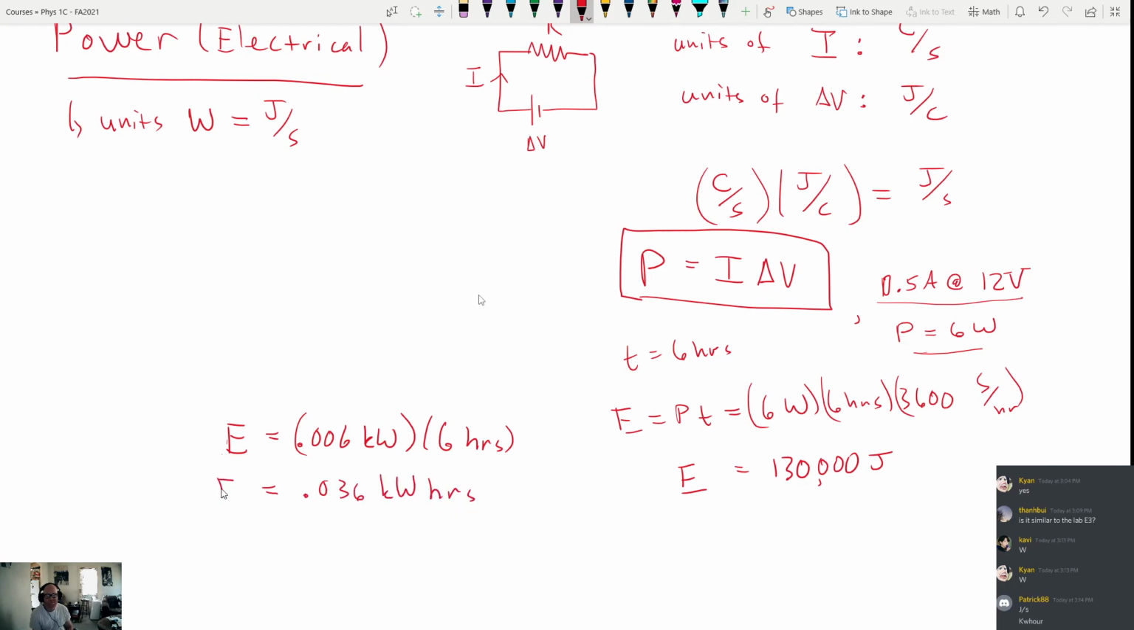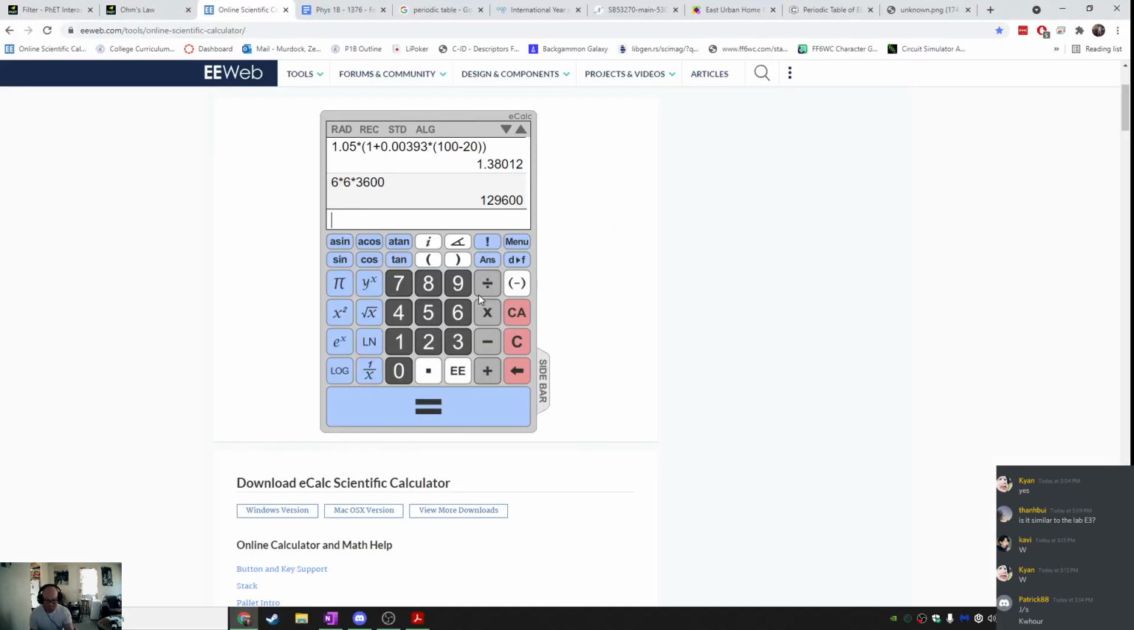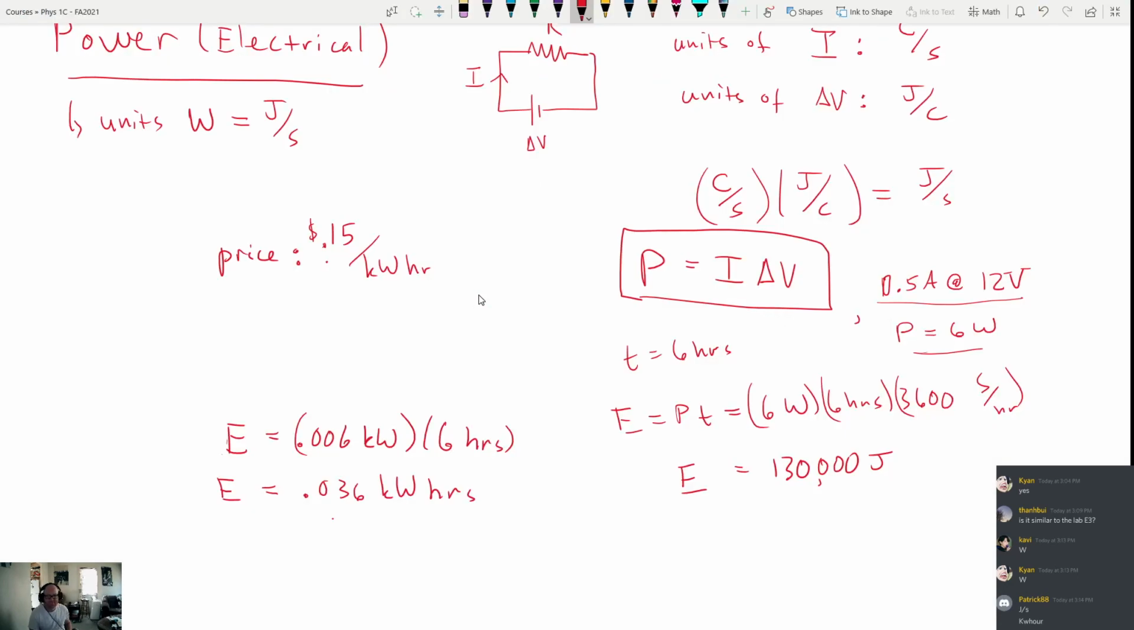And now you can figure out how much that actually costs. Well, the price of energy usually depends on where you live. It's usually something like, let's say, 15 cents, or $0.15, per kilowatt hour. So you can answer the question, how much does it actually cost to charge your phone in this particular case? Take this number and multiply by this number. So you would get 0.036 times 0.15. It's like half of a penny. The cost would be half of a penny.